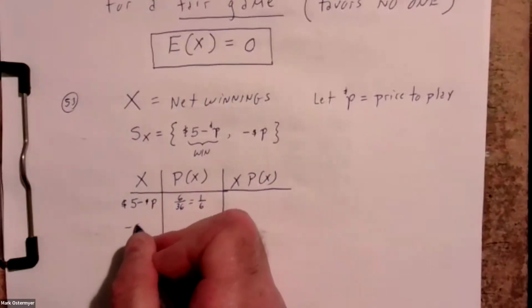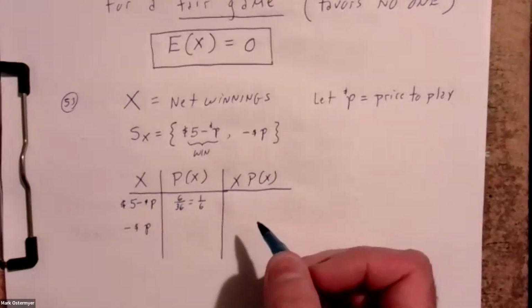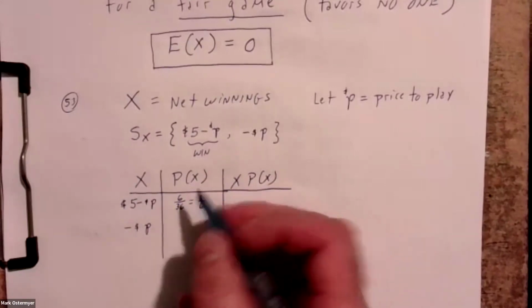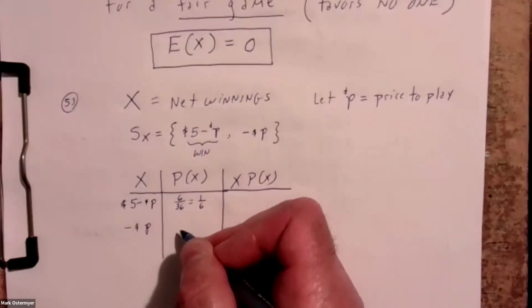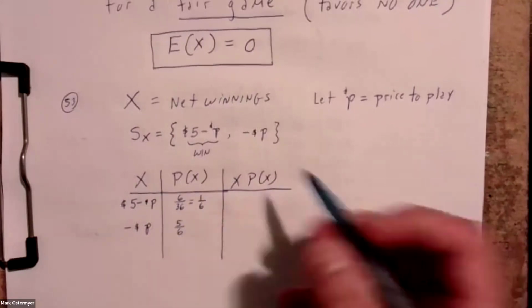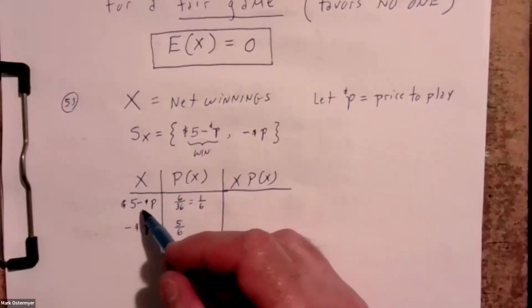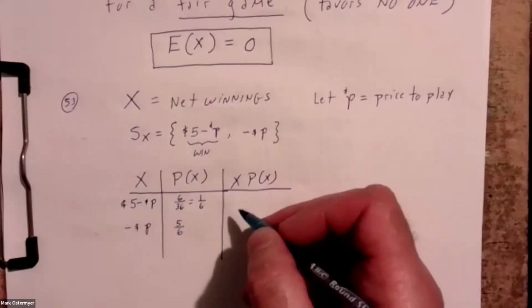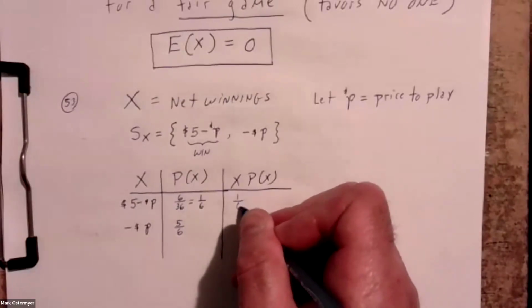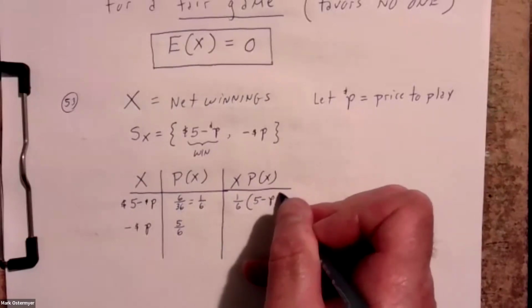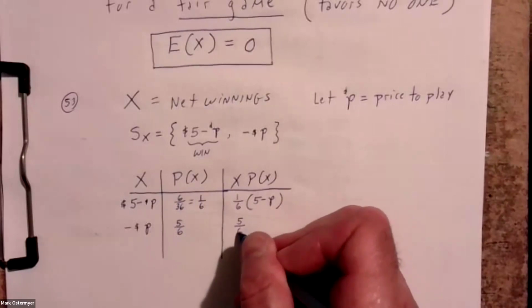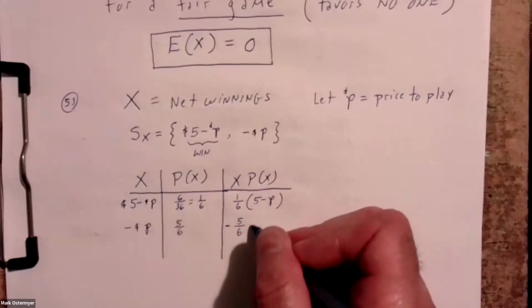So what's the probability of losing P dollars? This is if I lose, if X takes on this value. Well, that's going to be 6/6 minus 1/6, which is 5/6. Do you agree? Now, what's this times this? 5 minus P dollars times 1/6. I'm going to call it 1/6 times 5 minus P dollars. This times this, I'm going to call it negative 5/6 times P dollars.